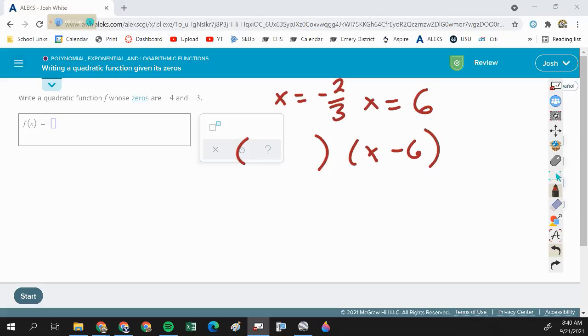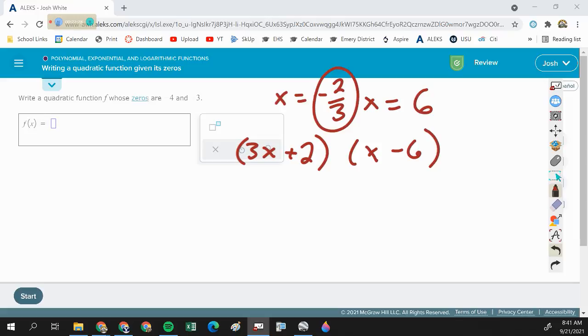What factor will create a -2/3? Think about that for a second. What factor would create a -2/3? I could do x plus 2/3, but I don't want to. Well, why would there be a 3 in the bottom? Because we had a 3x. Like that.